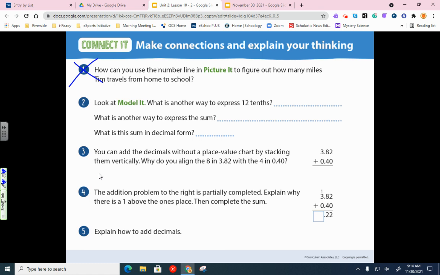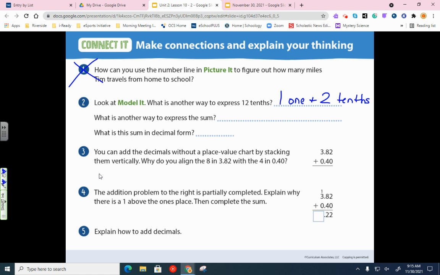So if you have 12/10, that basically means you can take 10/10 and create 1, 1, 1, and then you have 2/10 left over. That's basically what we did with the place value chart. What's another way to express the sum? Or what they're talking about is the sum of the bus ride and the bus stop to school.